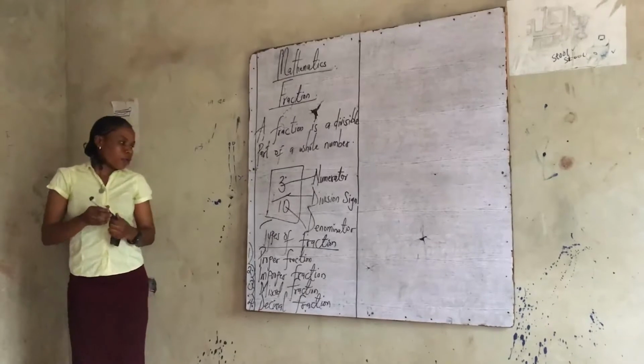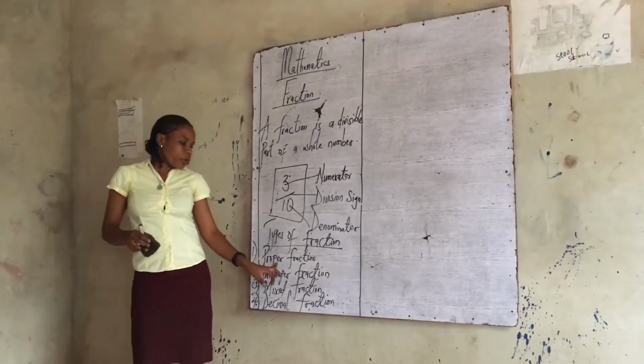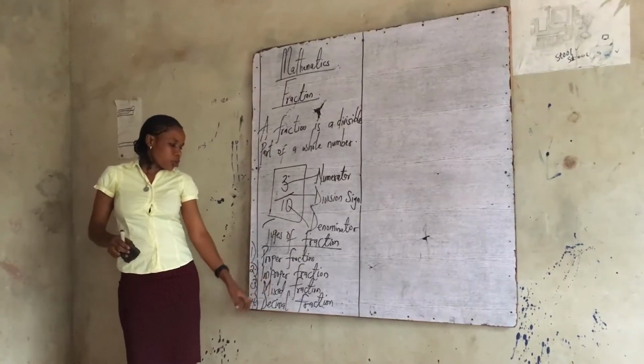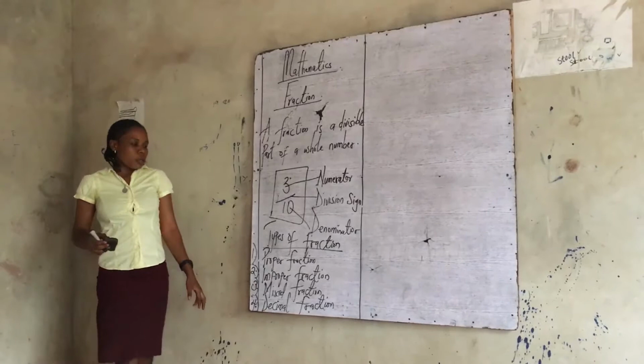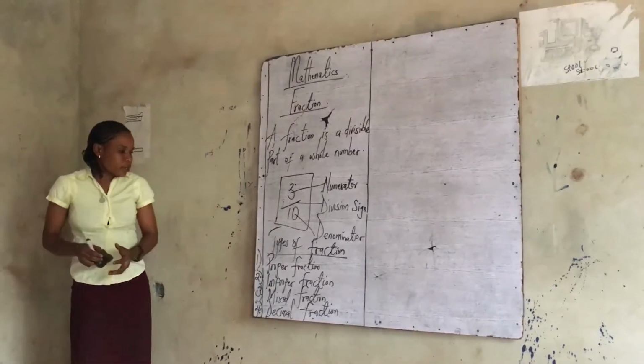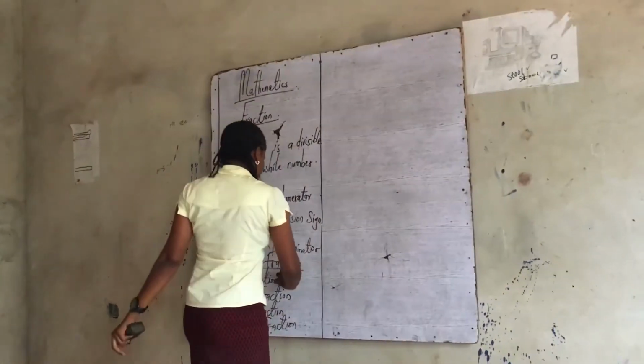Viewers, can you see it on the board? I said the types of fractions are proper fraction, improper fraction, mixed fraction, and decimal fractions. Now we are going to pick number one, which is proper fraction.